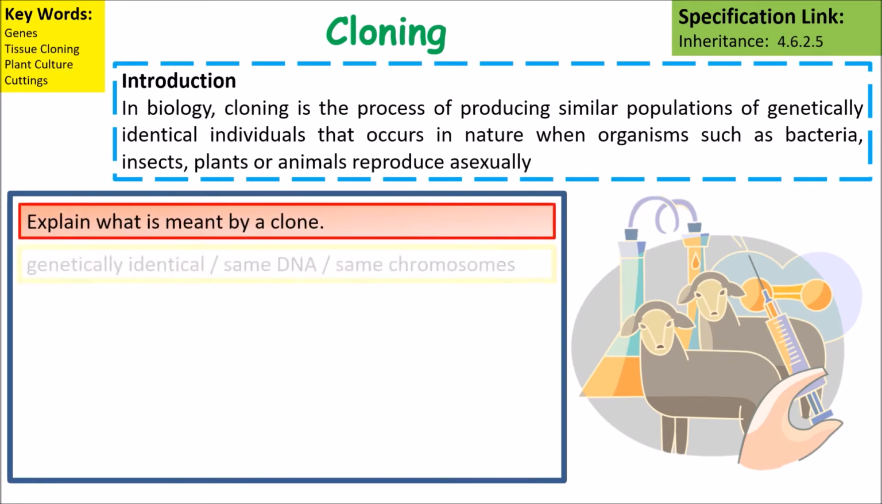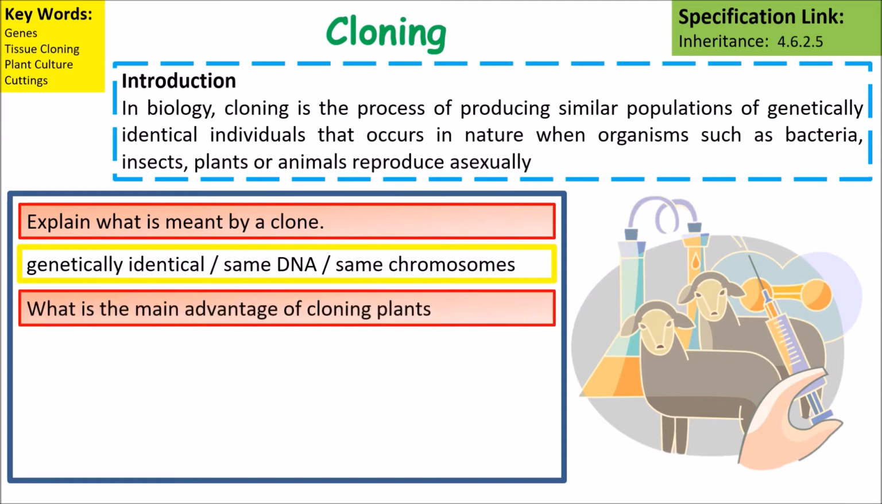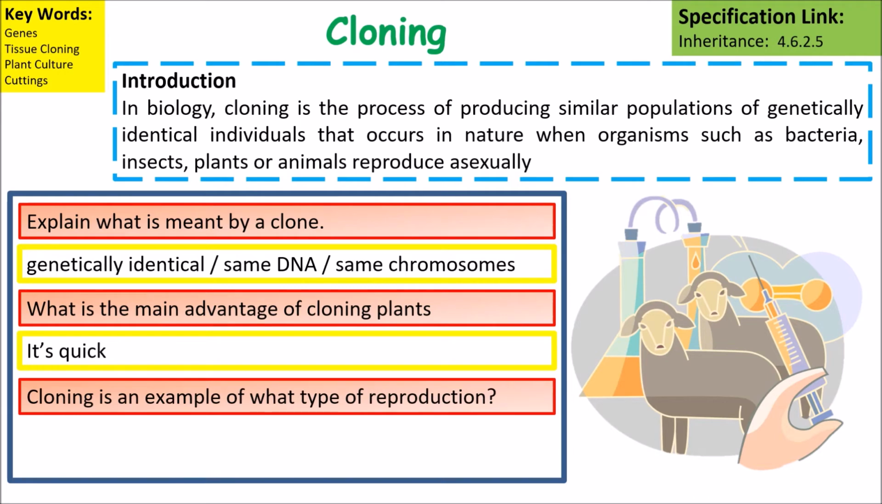So we're explaining what is meant by a clone. A clone is something that is genetically identical. The main advantage of cloning plants is that it's quick, and cloning is an example of asexual reproduction.